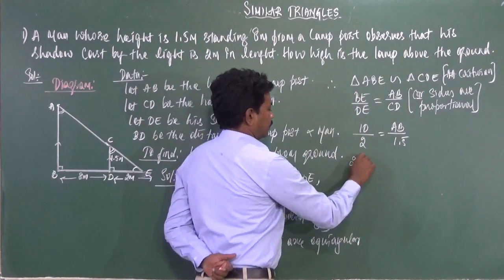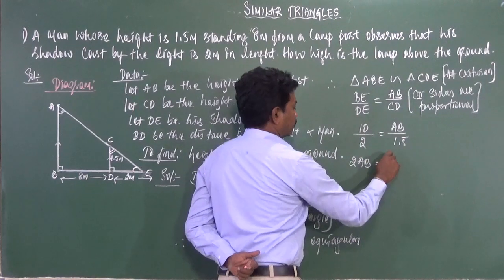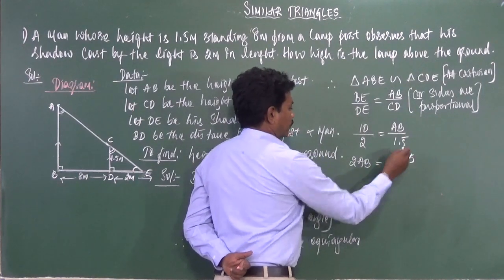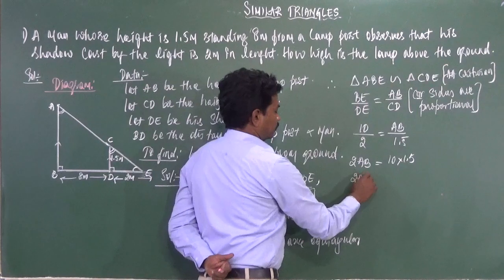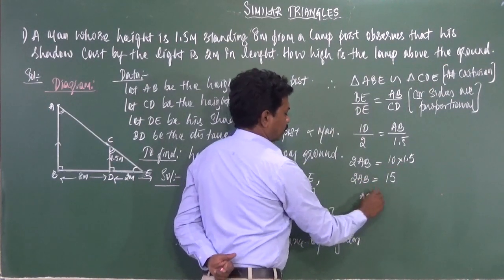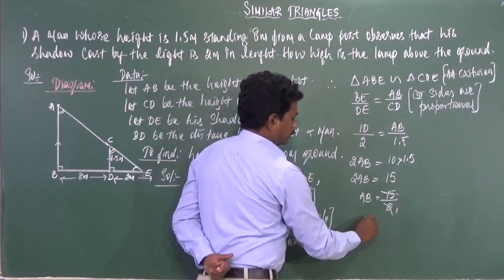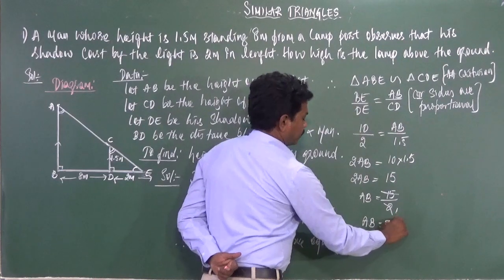So 2 into AB is 2AB, is equal to 10 into 1.5. So 2AB is equal to 10 into 1.5, which is 15. So AB is equal to 15 by 2. So AB comes to 7.5 meters.